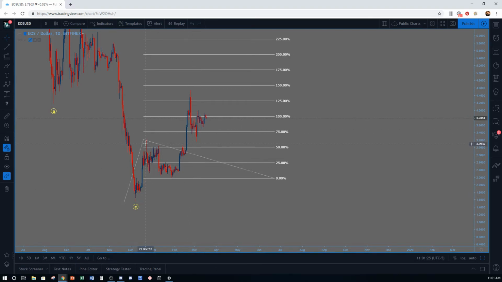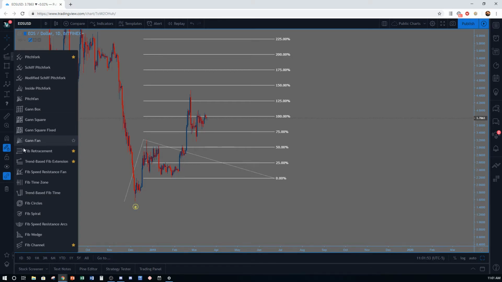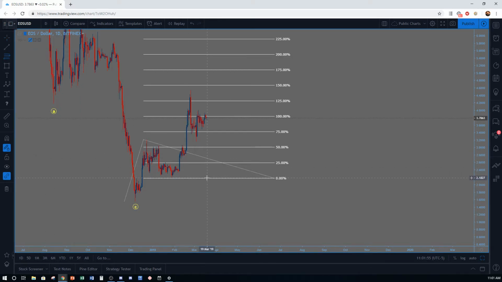So could this be a 1, 2, 3? Yeah, it's technically possible. However, this move behind that came really deep for a 4 wave. They do overlap slightly here, ever so slightly. In my opinion, this would not invalidate it as a wave 4. But the retracement was quick and sharp and deep.